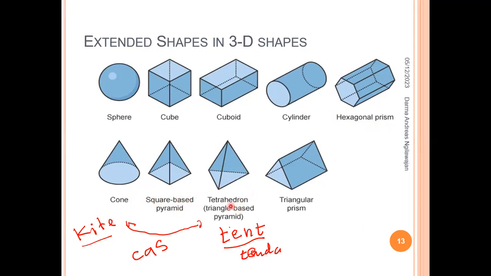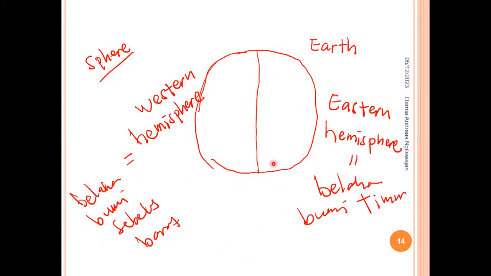And then tetrahedron, triangle based pyramid, limas segitiga ya. And then triangular prism, prisma segitiga. Okay. That is the explanation for some extended shapes in 3-dimension shapes. Okay, then this one is only an addition.